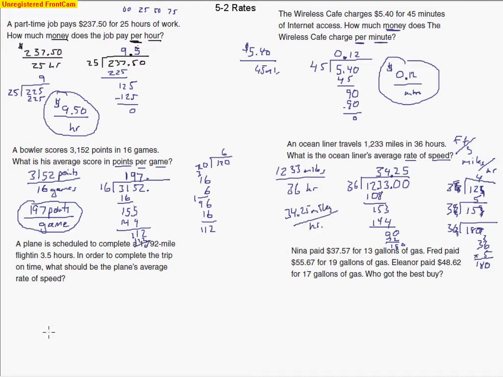That's what we get. Well, looking at our next one, it says a plane scheduled to complete a 1,792 mile flight in 3.5 hours. And then it says, in order to complete the trip on time, what should the plane's average rate of speed be? Average rate of speed is miles per hour here, so we're going to do 1,792 miles per 3.5 hours. So right away, I'm going to write it this way, 35 instead of 3.5, because I always divide by whole numbers, not by decimals.